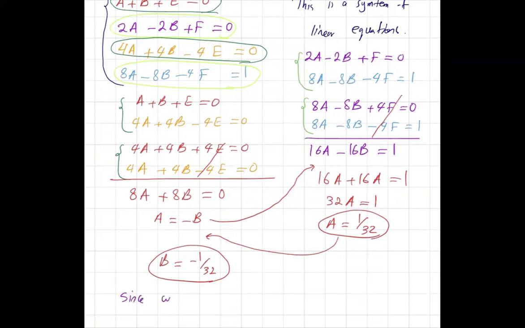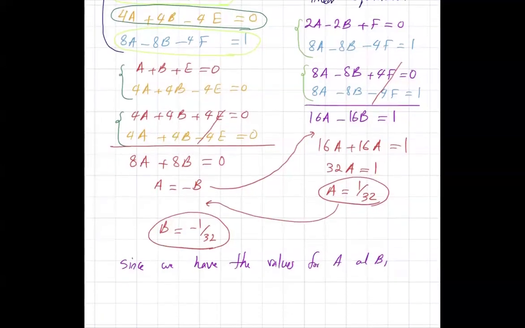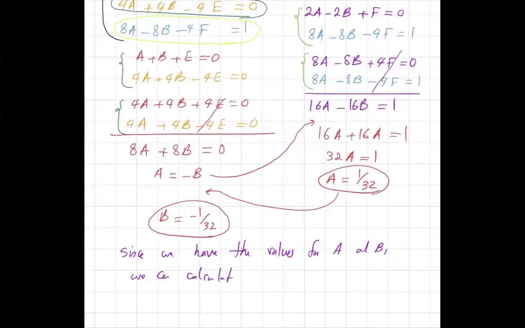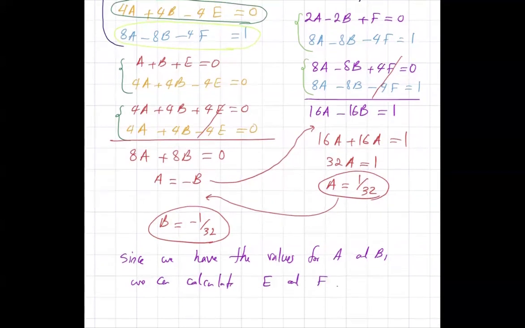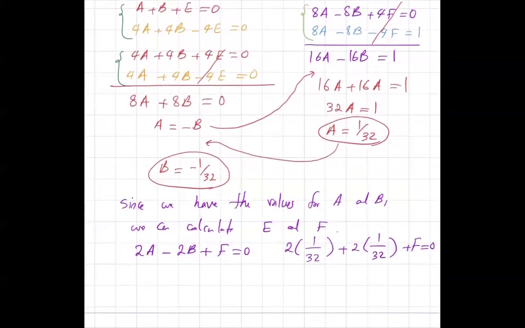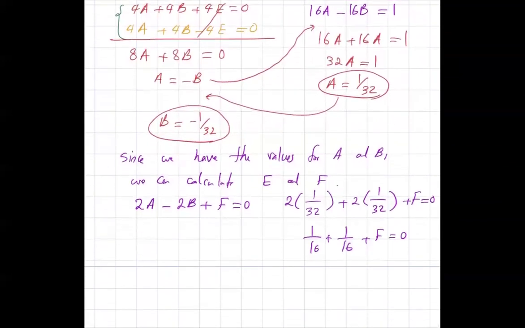Since we have the values for A and B, we can calculate E and F. We know that 2A minus 2B plus F is equal to 0, right? So 2 times 1 over 32, minus, this we're going to get plus 2 times 1 over 32, plus F is equal to 0. So you have 1 over 16 plus 1 over 16 plus F is equal to 0. So you have 2 divided by 16, or 1 over 8, plus F is 0. So F is negative 1 over 8.